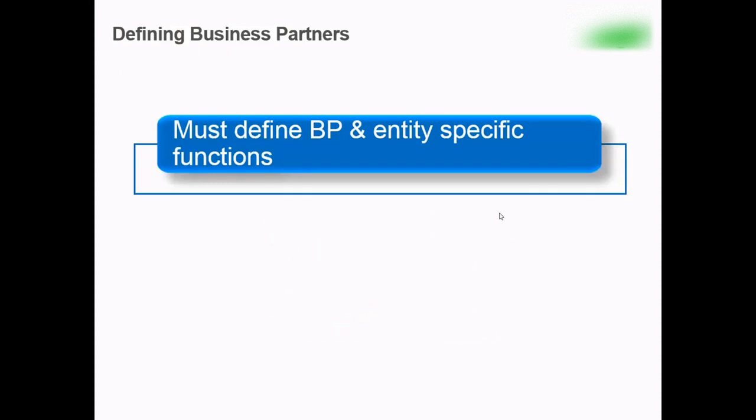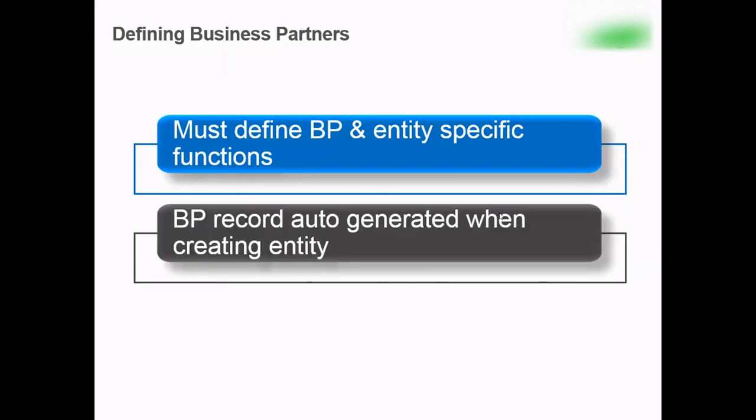Regardless of whether a business partner has multiple roles or a single role, you must define information in both the business partner function and the entity-specific function. It's also important to note the system automatically generates a business partner record when creating customers, suppliers, carriers, sales reps, and so on.